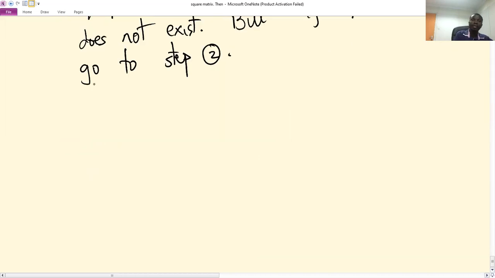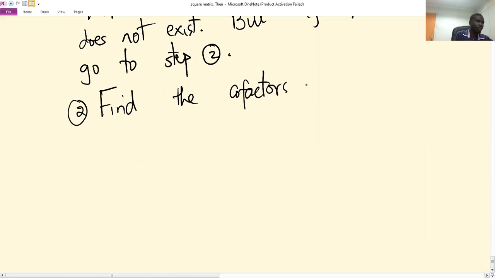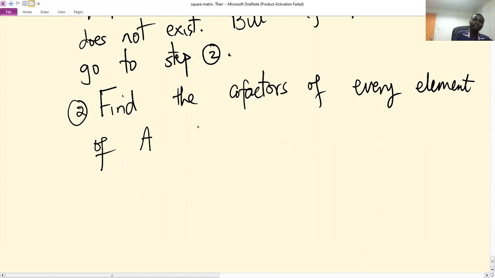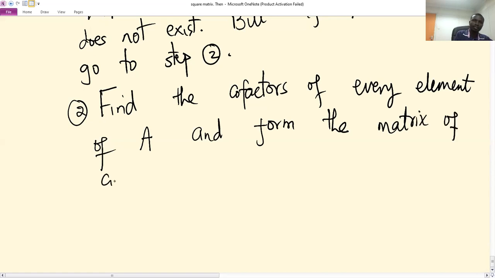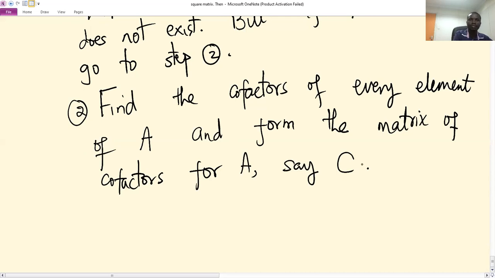Number 2, find the cofactors of every element of A and form the matrix of cofactors for A. Say, or call it C, that's the matrix of cofactors of A.